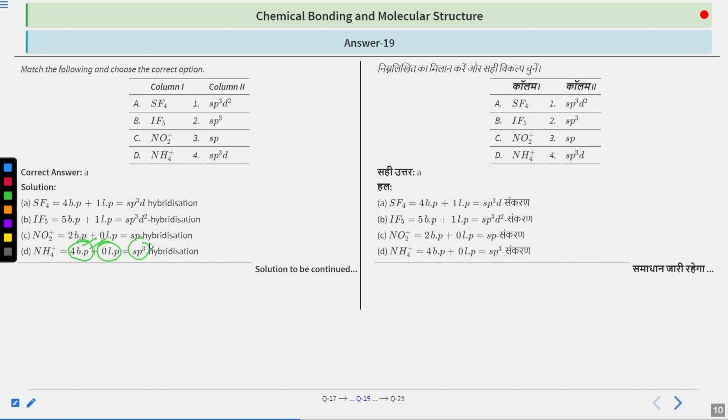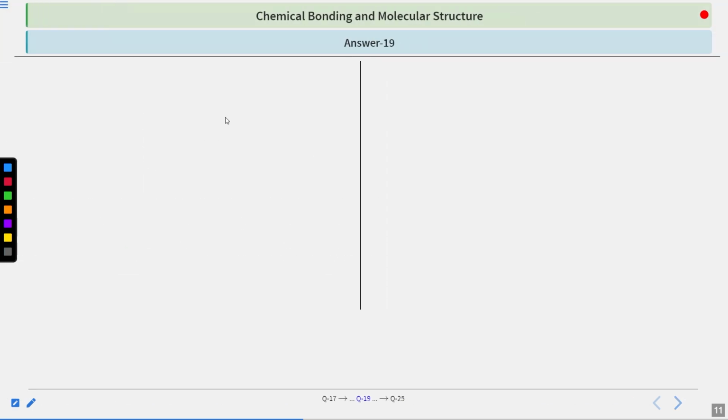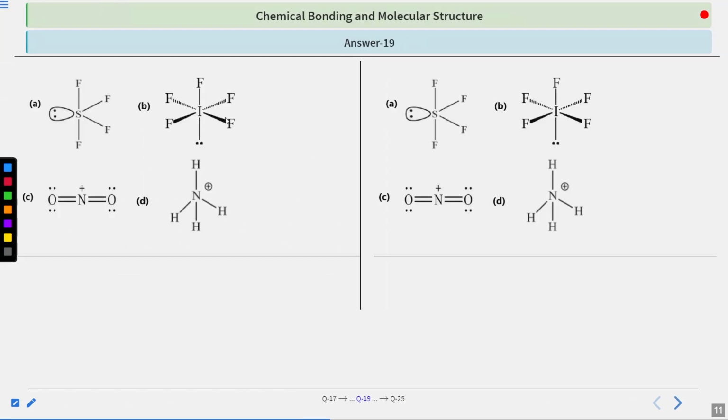Now if you just try to match it, then SF4 will have sp3d, IF5 will have sp3d2, NO2+ will have sp, and your NH4+ will have sp3 hybridization. Okay. So keeping that in mind, we can write it.